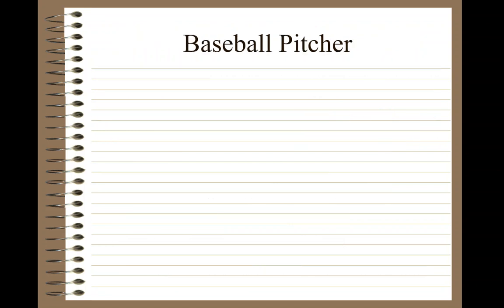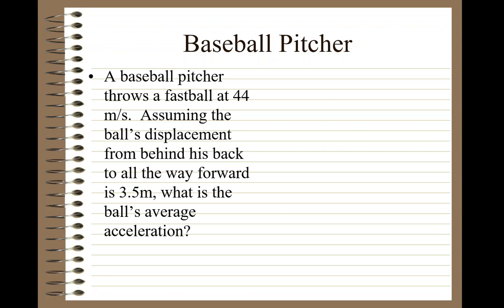Okay, let's go ahead and do an example problem. So we got to read the problem first, of course, read it very carefully, and then we got to sketch things out and so on. So a baseball pitcher throws a fastball at 44 meters per second. Assuming the ball's displacement from behind his back to all the way forward is going to be 3.5 meters per second. What is the ball's average acceleration?